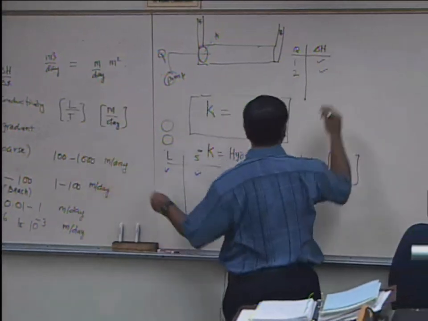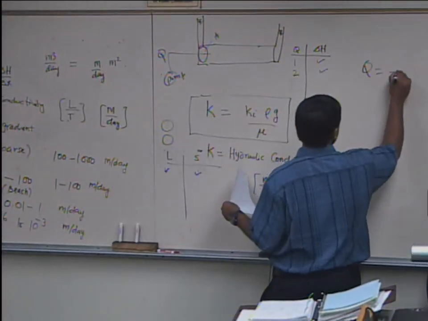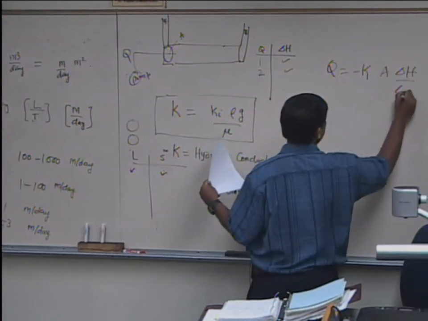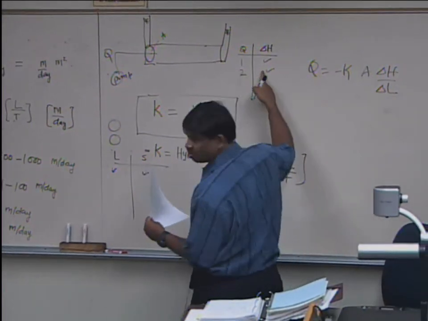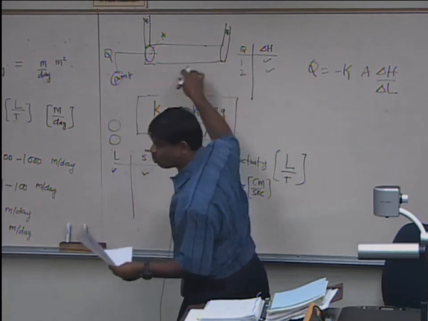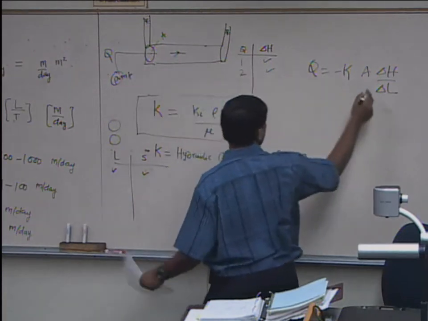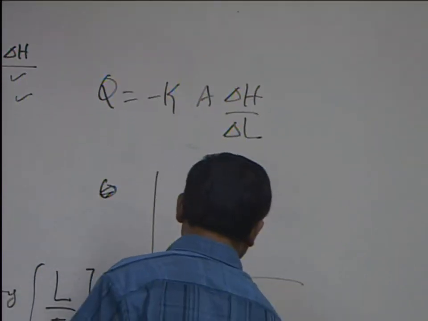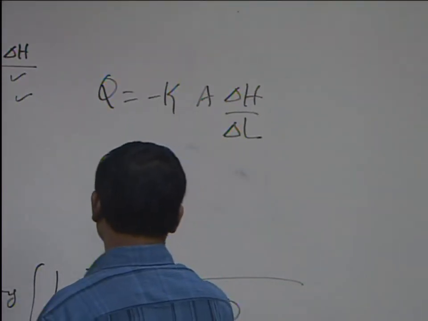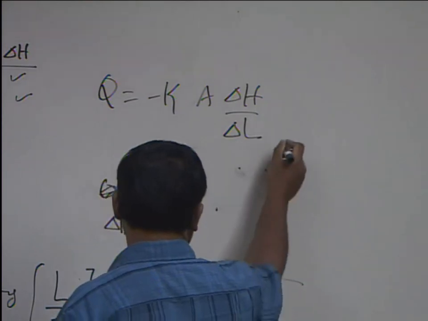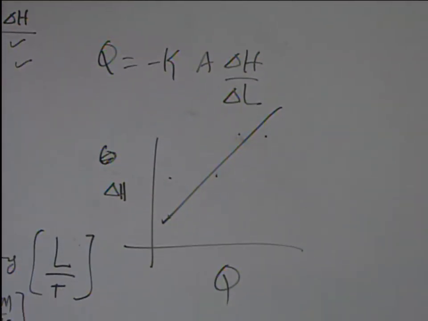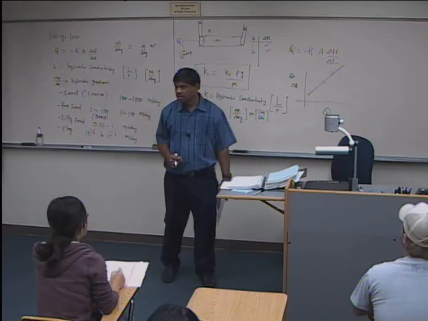I can go back to Darcy's law. Q is equal to minus K A delta H by delta L. I know delta H, which, assuming you push this way, will be a negative number, so the negative will cancel. Then I can plot it. Slope will give me the conductivity. That's how I measure it.